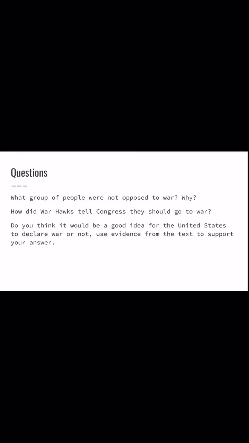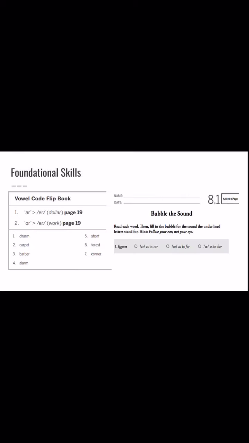Number 1, what group of people were not opposed to war and why? Number 2, how did war hawks tell Congress they should go to war? And number 3, do you think it would be a good idea for the United States to declare war or not? Use evidence from the text to support your answer. Okay, like I said, you don't have to write the answers down. Just discuss with a family member or just have it in your head. Okay, let's go ahead and move on.